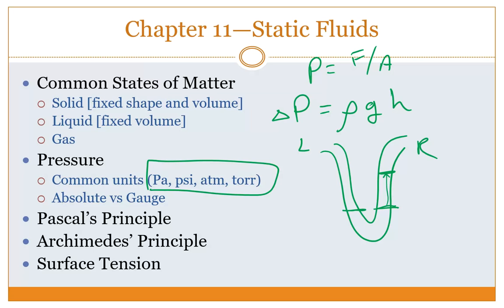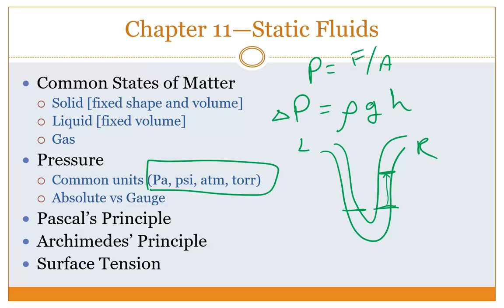Gauge pressure is relative to a gauge, usually atmospheric pressure. So in my automobile tire, I have a gauge pressure of 32 psi. What that means is it's 32 pounds per square inch above atmospheric pressure. So if atmospheric pressure here is 14.7 pounds per square inch, what's the absolute pressure inside my car tire? It's 14.7 plus 32. So it's easy to switch back and forth, but you have to be aware of those.